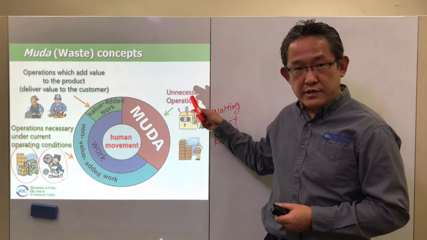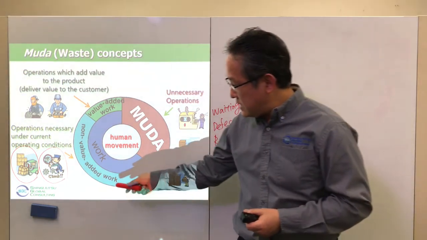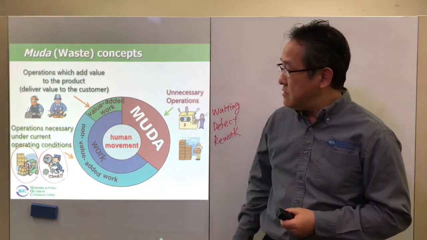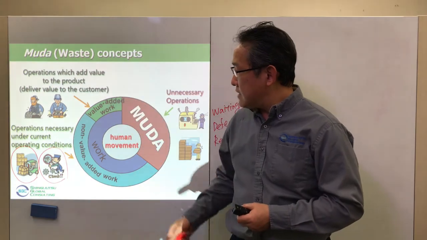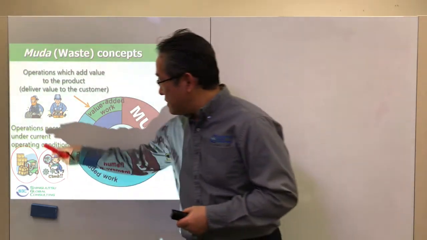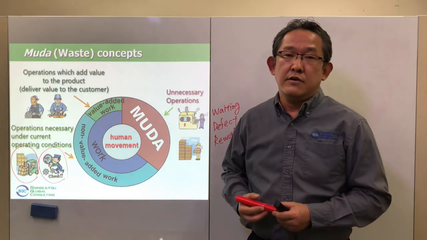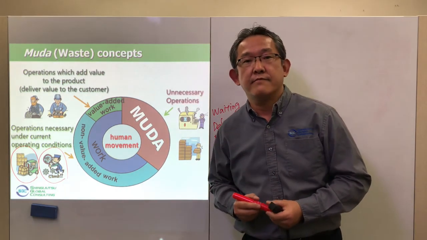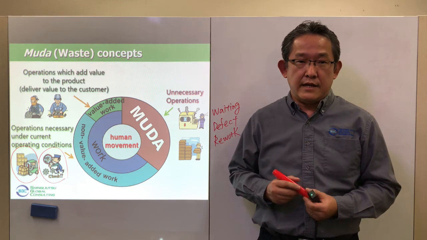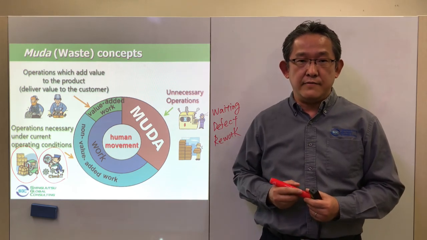To summarize, eliminate unnecessary work and reduce non-value-added work. By doing this, the value-added work such as streamlined process and efficient assembly will be increased. Let's do Kaizen and reduce Muda, waste.